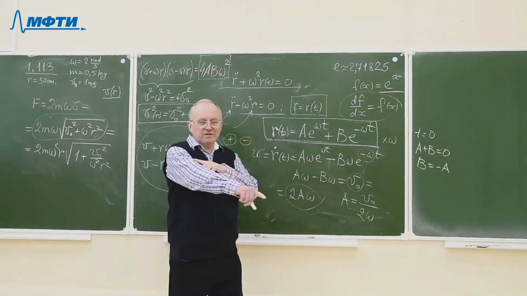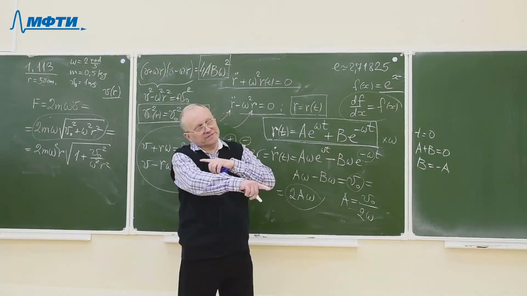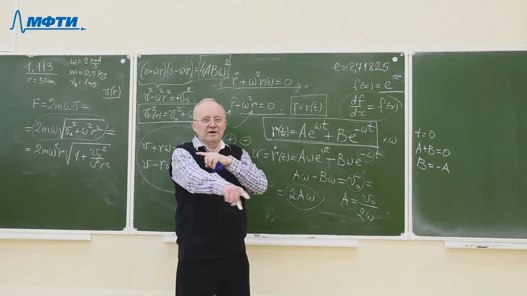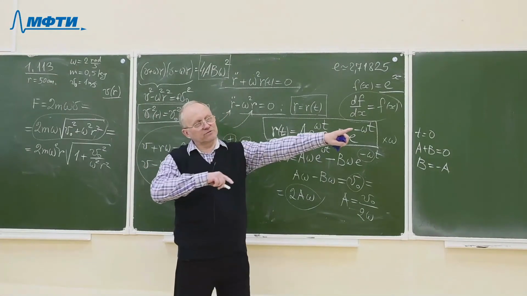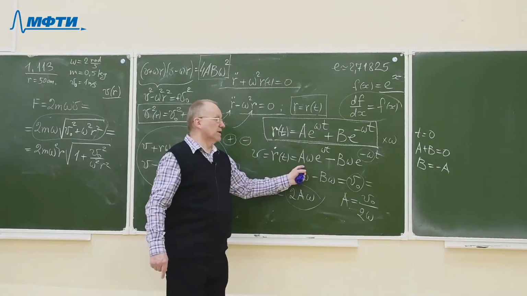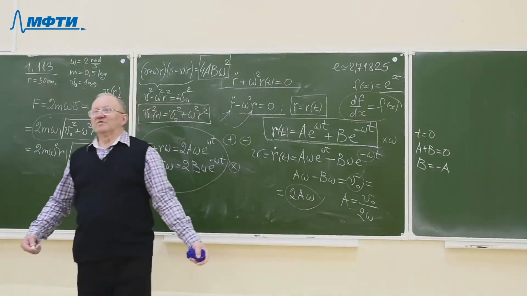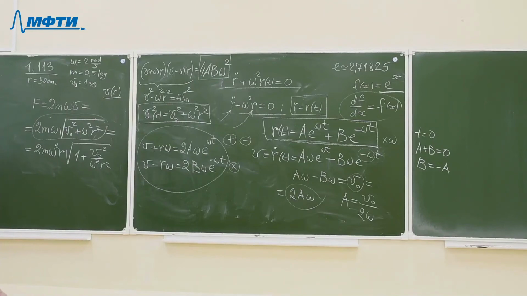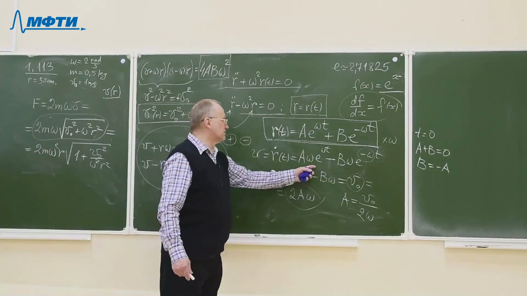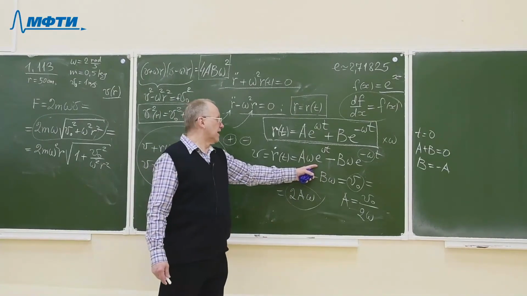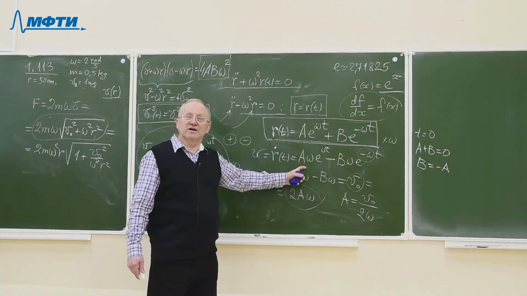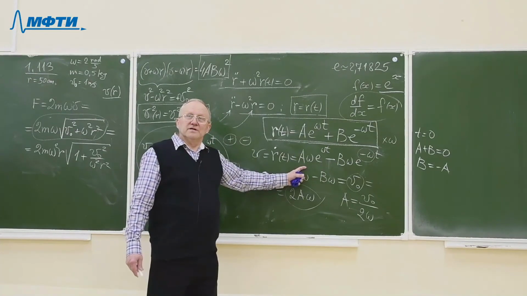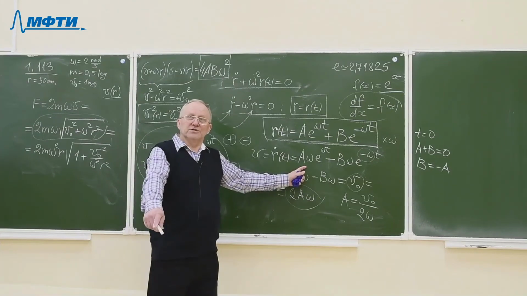So the ring will slide along the rod. If the rod is infinitely long and rotates at a constant angular velocity, then the ring will slide along the rod and it will go to infinite velocity. Is it physically real to obtain infinite velocity? It's absolutely unreal. It's impossible. Why does this solution give us infinite velocity at infinite time in the future? Because we did not take into account elastic properties of this rod.